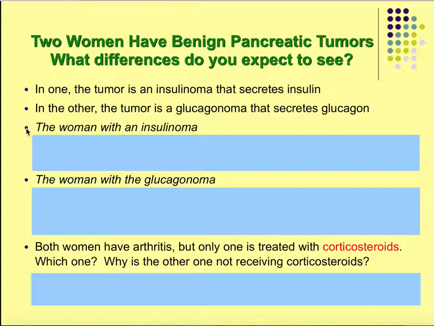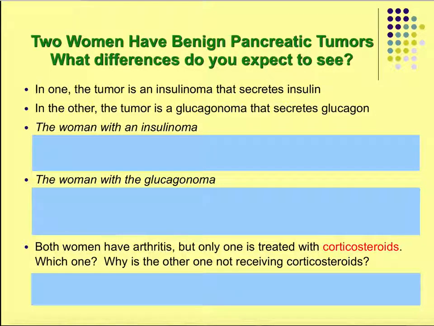So two women have benign pancreatic tumors. What differences do you expect to see in these women? Well, in one, the tumor is an insulinoma and it's just making too much insulin. In the other woman, the tumor is a glucagonoma and it's making too much glucagon. So what would you expect to see in the woman who has an insulinoma?